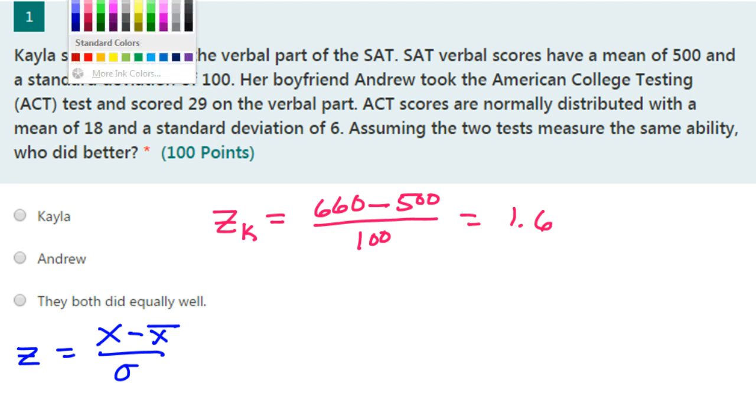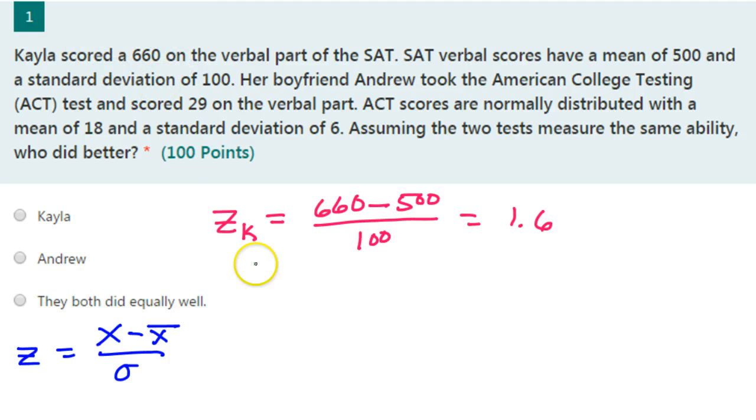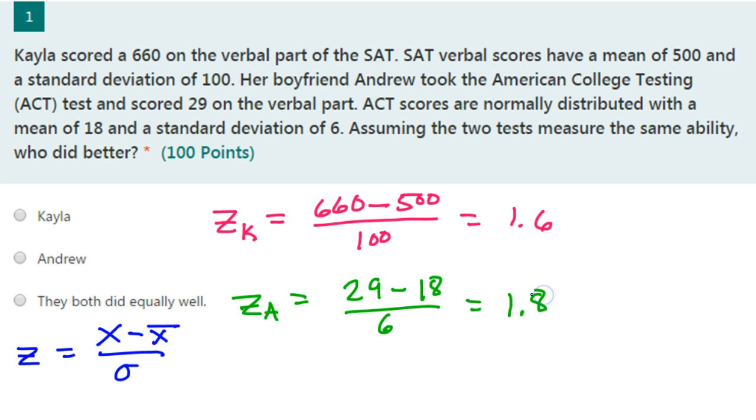Now let's compare this with Andrew. I'll call this Z sub A, Andrew's z-score. Andrew's score was 29. The mean was 18, and the standard deviation was 6. All right, calculate that. This is approximately 1.8.